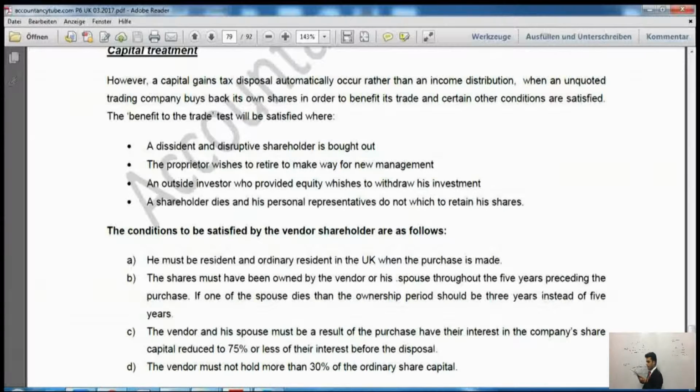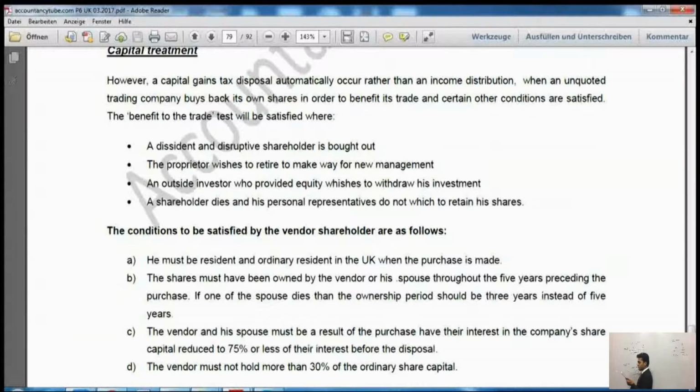The next one is an outside investor who provided equity wishes to withdraw his investment. If the outside investor invested first but wants to withdraw the investment, that would benefit the trade as well. And the last one is if a shareholder dies and his personal representative does not wish to retain the shares. In that case as well, you will have to buy back the shares and give them their money back. All right, so this is the benefit to trade test.